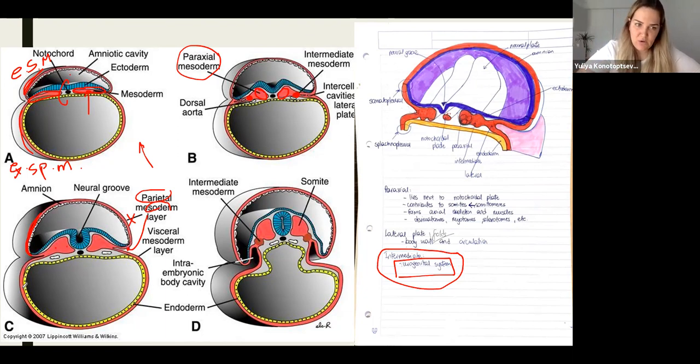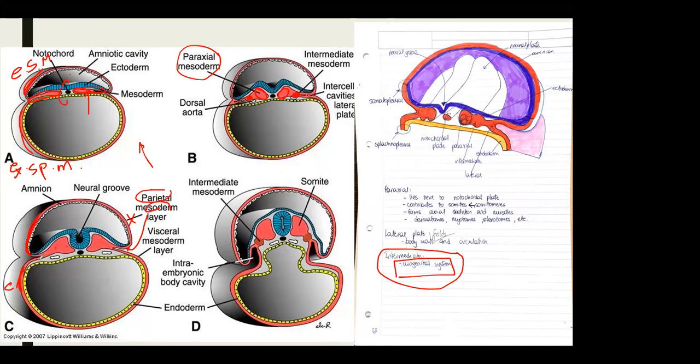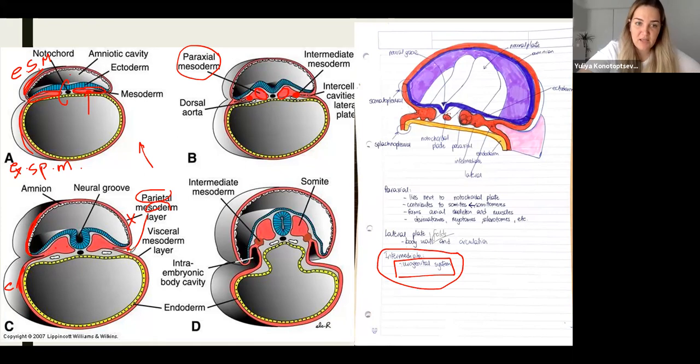What is lining the yolk sac? As you remember, extra-embryonic splanchnopleuric mesoderm. So what do you think? What will this part of the V be? Intra-embryonic splanchnopleuric, another name for it, visceral mesoderm.